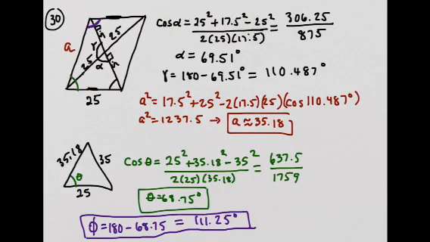And so you get this, and you then take the inverse cosine of that, and this is your angle. So this is 69.51. So you need to supplement. You need this one. So here's the work for that, and so there's the angle that you need for A. So that's this angle right here.